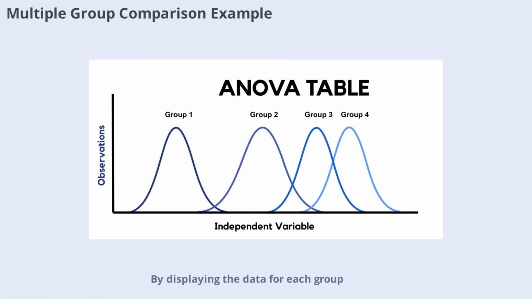By displaying the data for each group, you can see how their means and distributions differ. This visual approach helps you decide whether a more advanced test like ANOVA is needed to analyze the differences. As you move to more complex analyses, comparing multiple groups requires careful statistical methods.